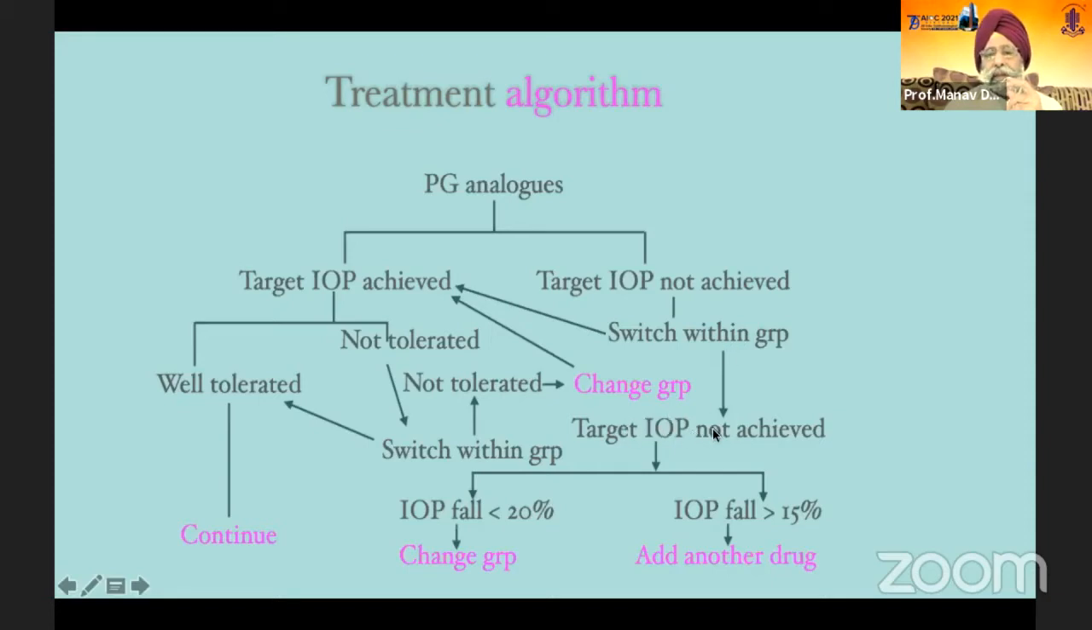Like we know that timolol is more effective than betaxolol. And if the target IOP is still not achieved, then we see the amount of fall. If it is less than 15%, we change the group, and if the fall is more than 20%, then we add another drug. 15 to 20 is a gray zone, except for PG analogs, where the IOP fall should be a minimum of 20%. If after having switched within the group the drug is still not tolerated, then we again change the group. So this is the way we go.